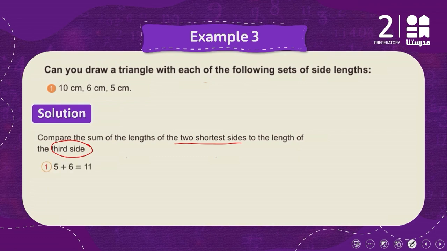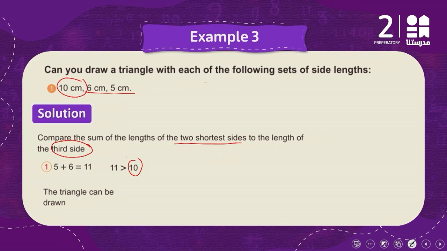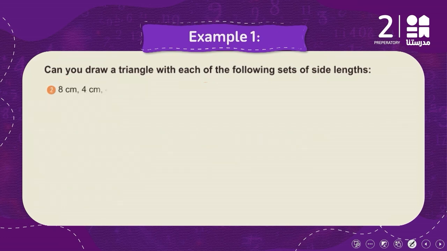11 for sure is more than 10. So that means if you have two sides whose sum is more than the third one, this is a triangle, and you can draw a triangle with these three sides, 10, 6, and 5. Let's go to the next idea.